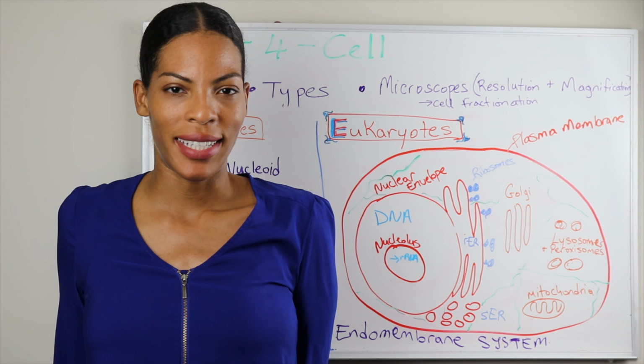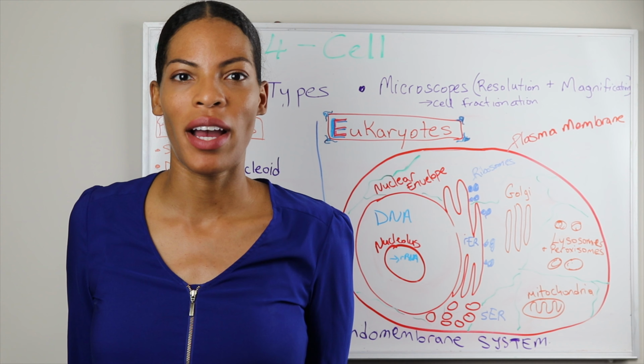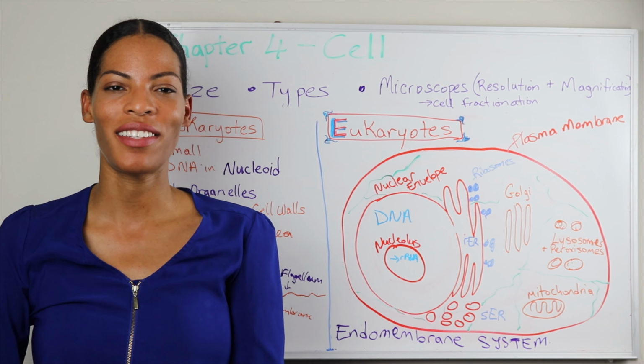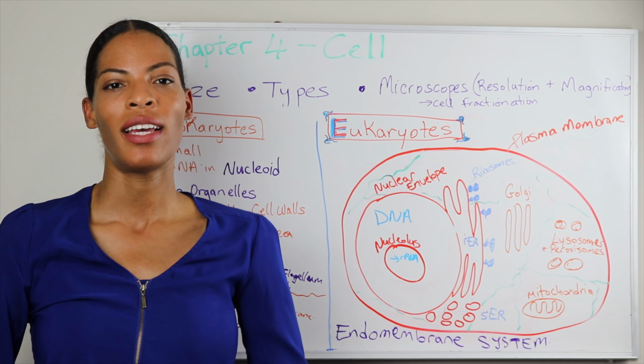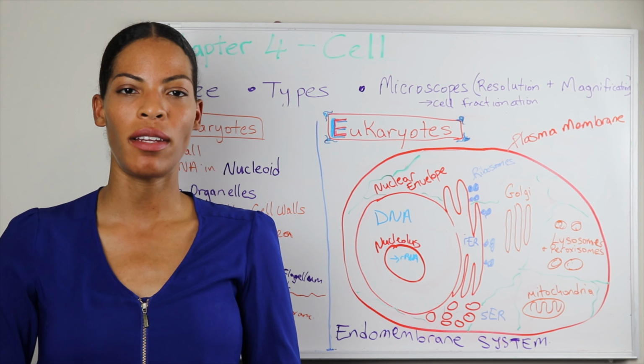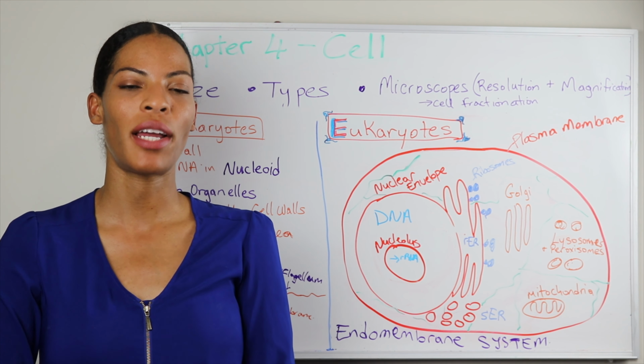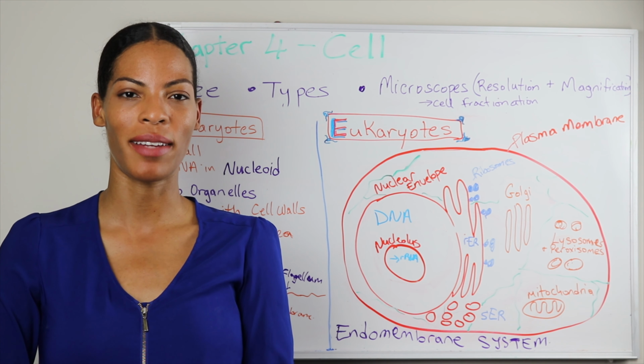So what size are cells? How big or how small are cells? Cells are on the micrometer scale, and the components that are found inside of the cells are smaller, on the nanometer scale, which is 10 to the minus 9.